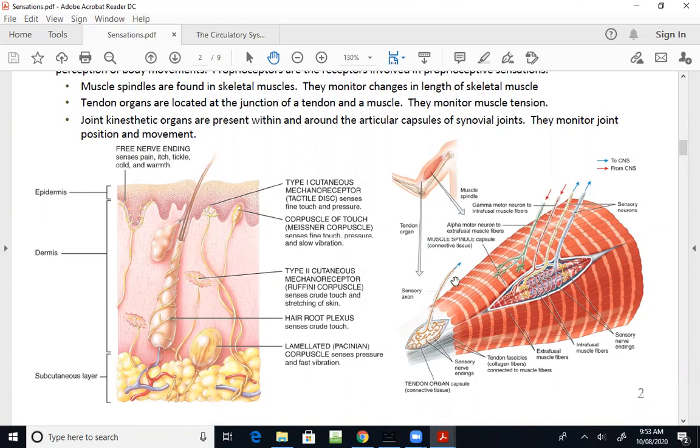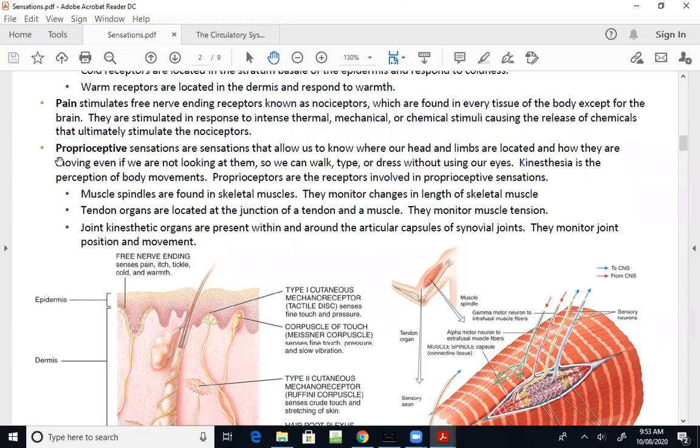its tendon, where we can see some of what we call the proprioceptors, which are the receptors involved with proprioception. Let's talk about proprioception or proprioceptive sensations, to allow us to know where our head and limbs are located, how they're moving, even if we're not looking at them, which enables us to walk, type, or dress even without the use of our eyes. Now, eyes obviously help us tremendously, but we don't need them to do those things.